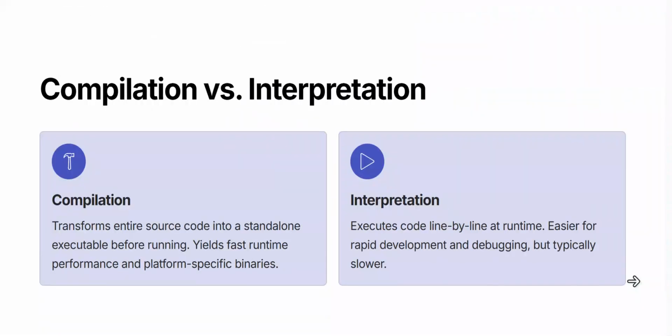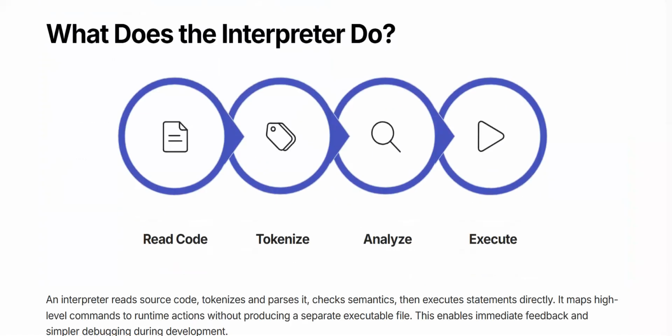Now we are going to see the difference between compilation and interpretation. Imagine translating an entire English book into Tamil once. After translation, anyone can read the Tamil version without needing the translator again. This is compilation. That is, it transforms the entire source code into a standalone executable before running. On the other side, interpretation. Imagine a live translator during a speech. The speaker says one sentence, the translator immediately translates it. This is interpretation.